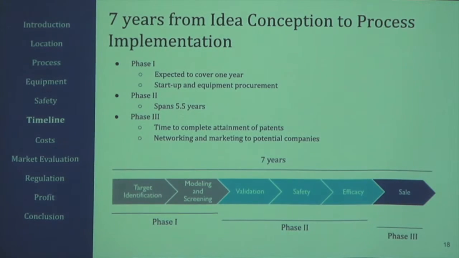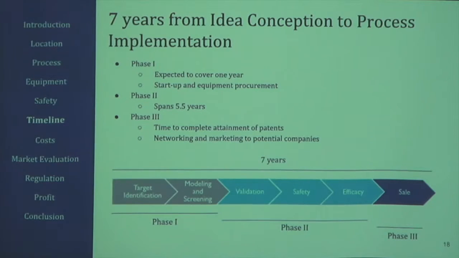So our timeline from conception to implementation is 7 years. We've split it up into 3 separate phases. The first phase being our identification and modeling and screening. So some of it was done with our research here. And then we're also in that phase accounting for any startups, like getting all the equipment and hiring the workers that we would need. Phase 2 is expected to take the longest amount of time, about 5.5 years, and that's where we'll actually be doing the validation testing, testing for safety.